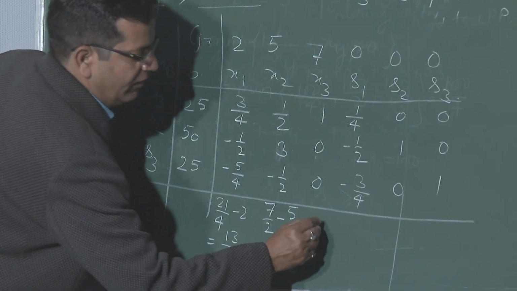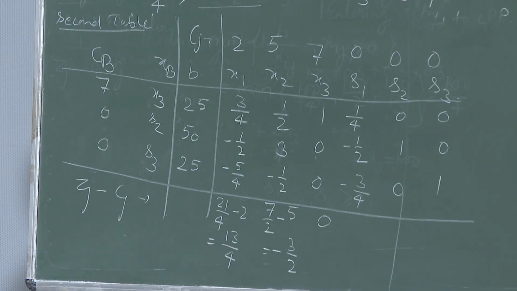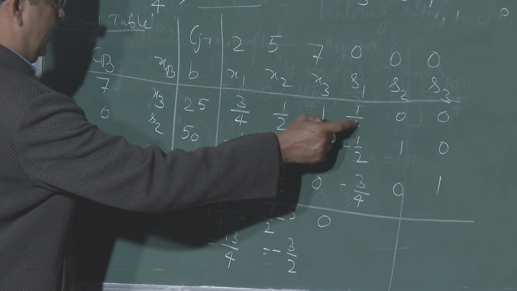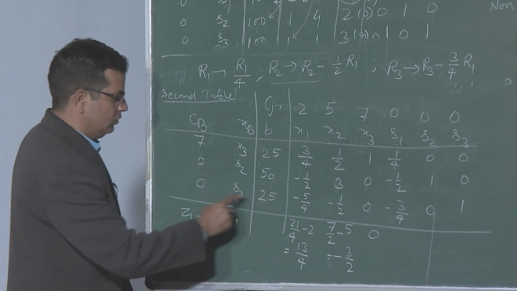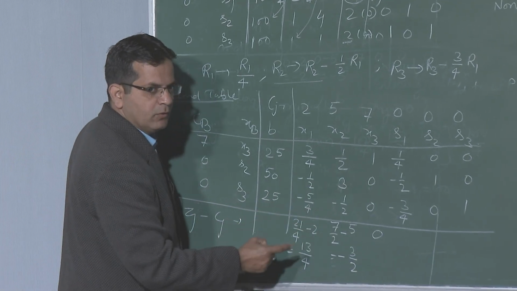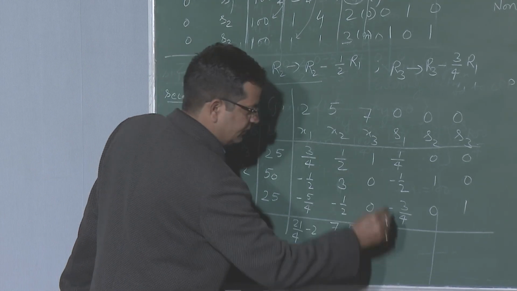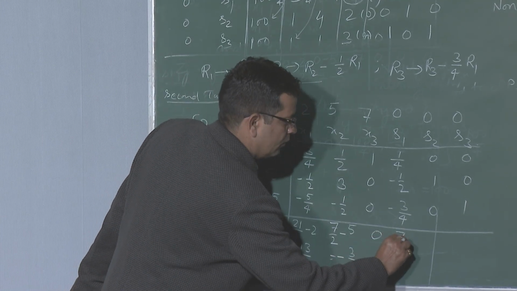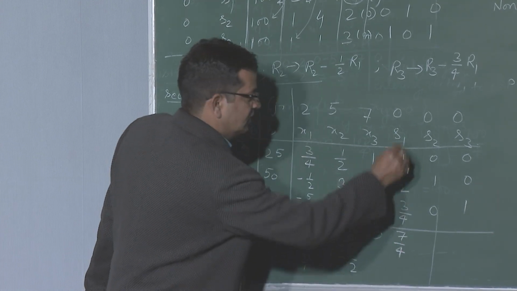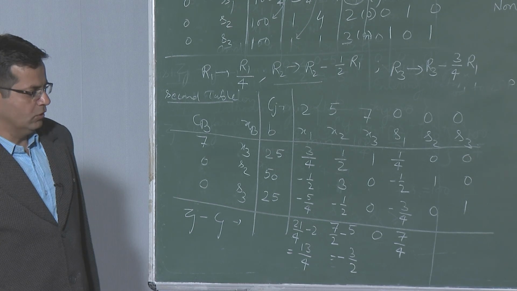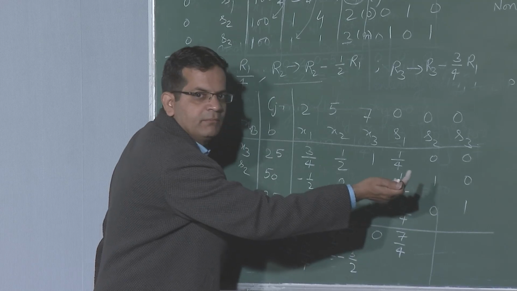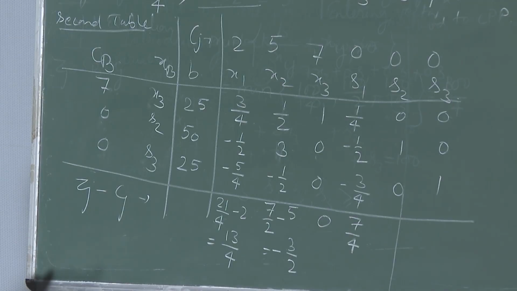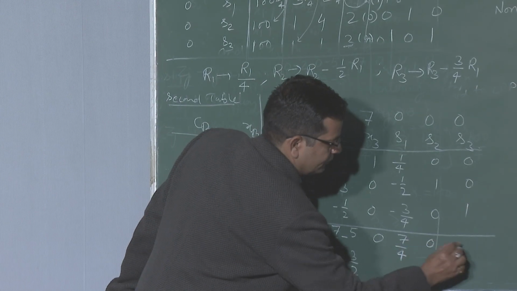Corresponding to x3, we will have 0 because it is a basic variable, and corresponding to S1, we have 1 by 4 into 7, 7 by 4, plus 0 into minus half, it is 0, plus 0 into minus 3 by 4, it is 0. So, Zj is 7 by 4 minus 0, Cj is 0. So, Zj minus Cj will be 7 by 4, and the rest of the variables are basic variables. So, there is no need to calculate the value, obviously the value of Zj minus Cj will be 0. So, it becomes 0 0.